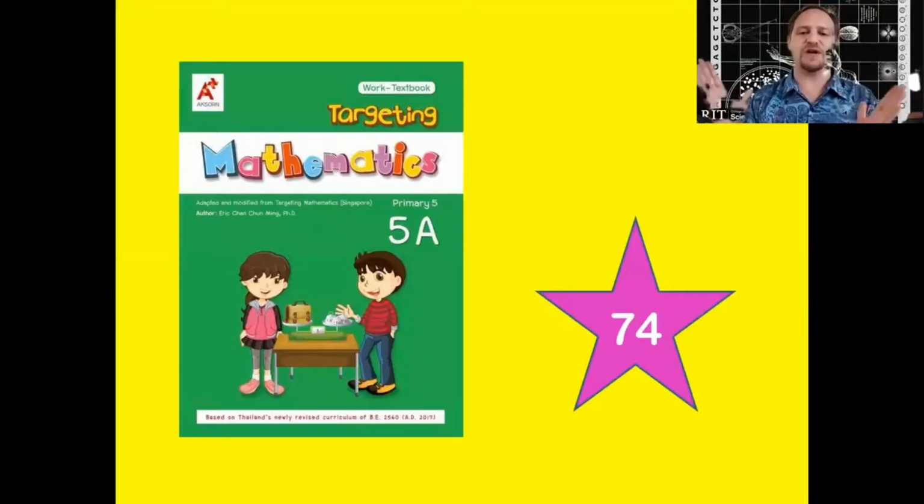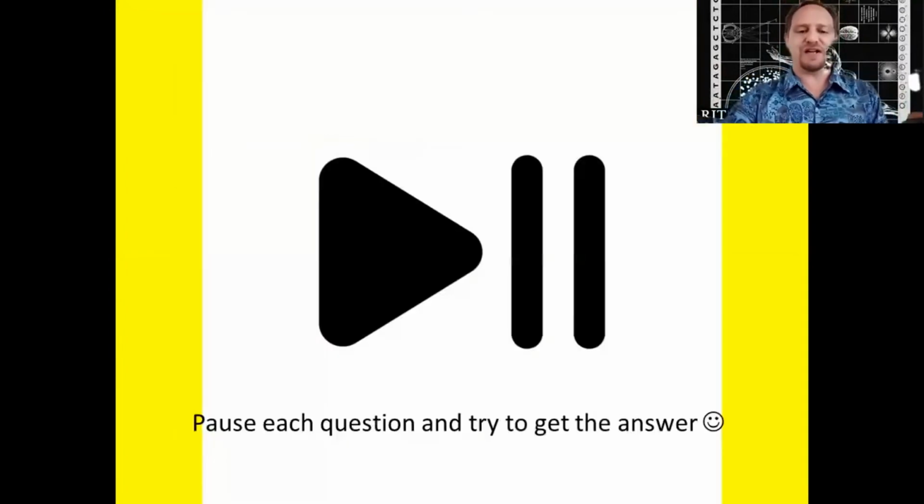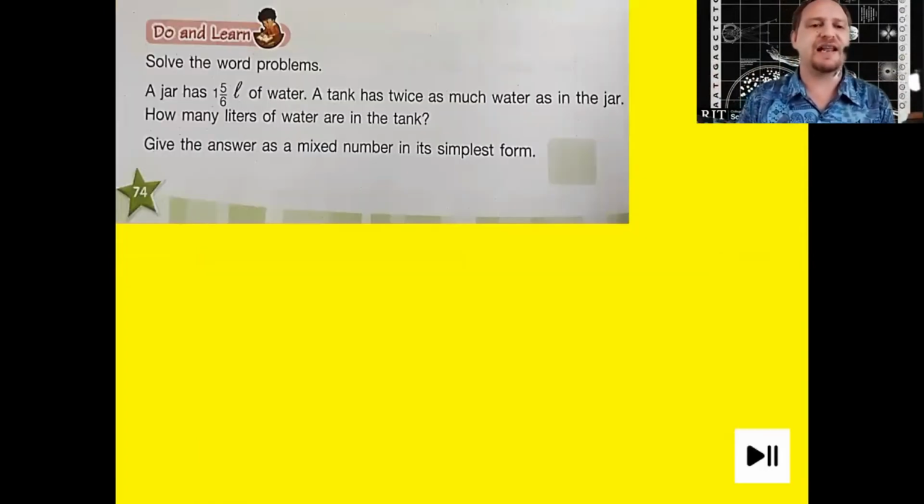Let's move on. We'll go to page 74 today, okay? And we'll work together again. Please press pause for each question and try and get the answer yourself, okay? Excellent. Let's start with do and learn on page 74. I think just one question on this page, and it reads as follows. It says, a jar has 1 5/6 liters of water. A tank has twice as much water as in the jar. How many liters of water are in the tank? Give the answer as a mixed number in its simplest form.